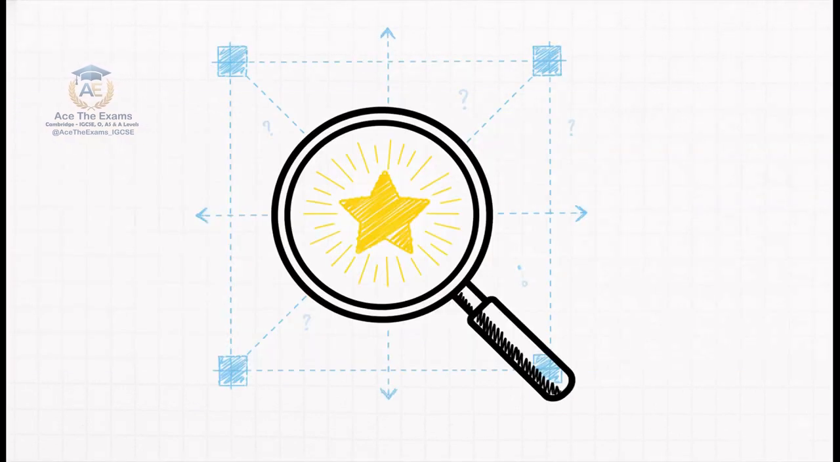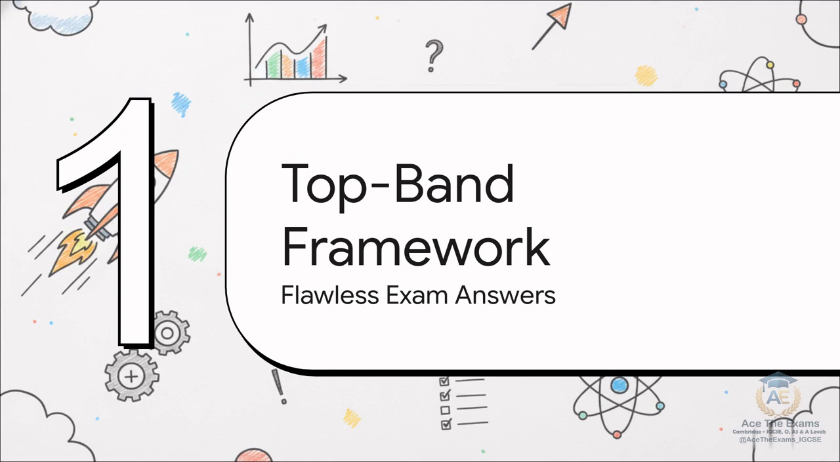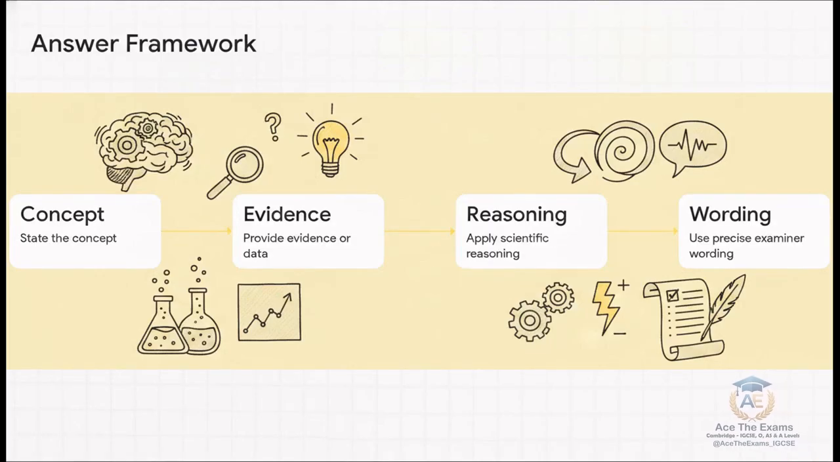In a moment, I'll show you the exact examiner clue that changes your calculation entirely. But first, you need the framework that makes that clue obvious. Let's look at the top band answer framework. This right here is the elite framework you need to construct a totally flawless Cambridge exam answer. You simply can't just throw random facts at the page and pray something sticks. Here is how you logically build that winning answer.